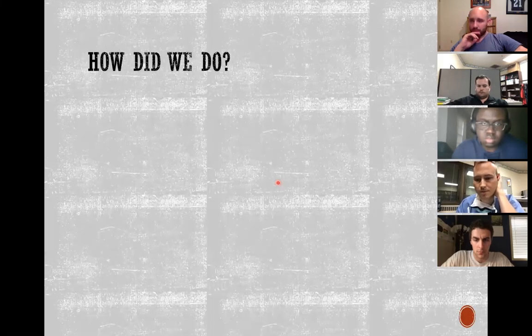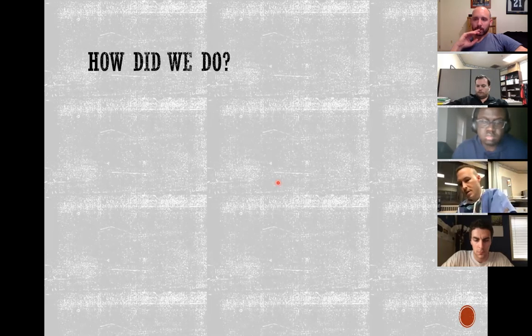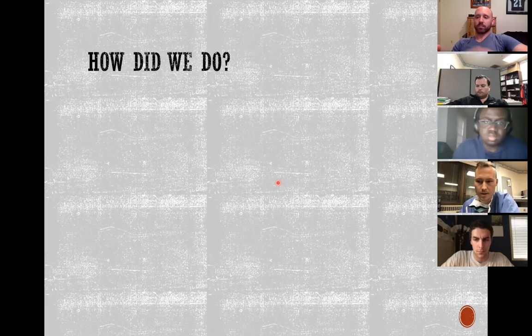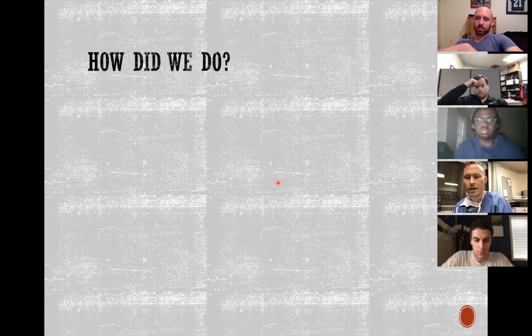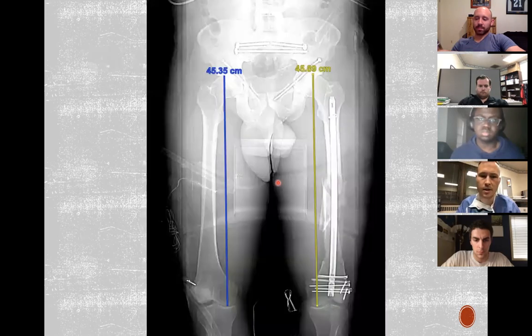So how'd we do? In these cases, when we really don't know and we did our best, but it could have been completely off, we typically will get a scanogram afterwards. And a scanogram is a CT-based image that can image the entire bone. And on a CT, you can very critically and very carefully assess the rotation, and you can also assess length.